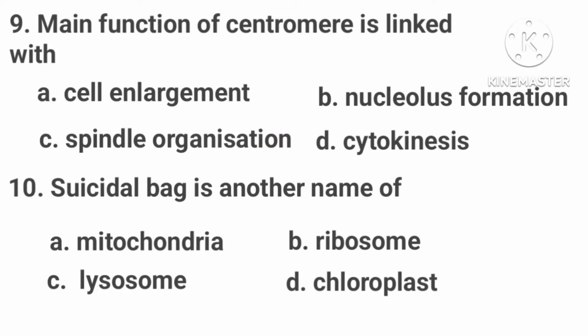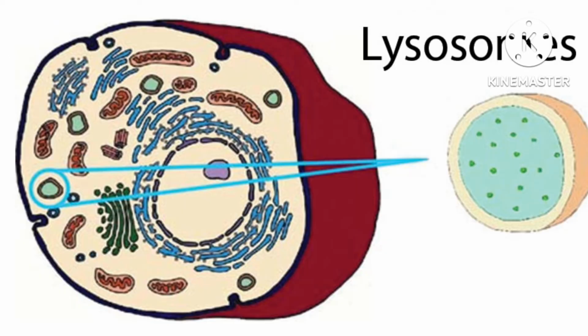Next one, suicidal bag is another name of option A mitochondria, option B ribosome, option C lysosome, option D chloroplast. The correct answer is option C, lysosome.